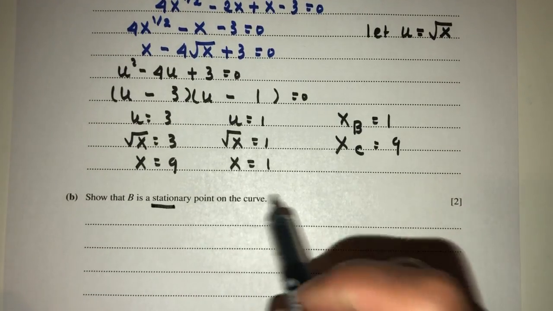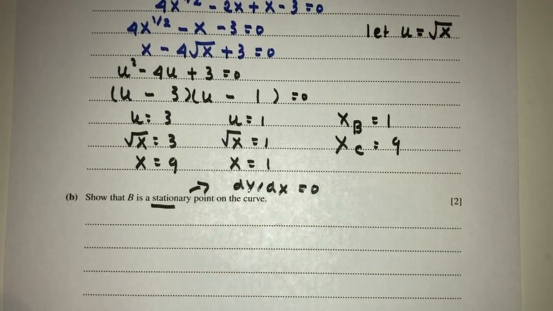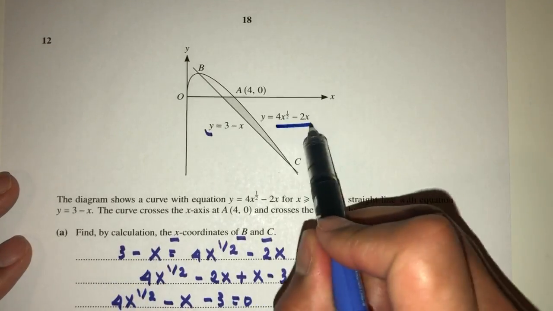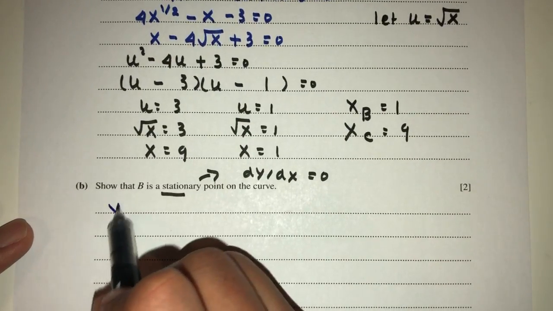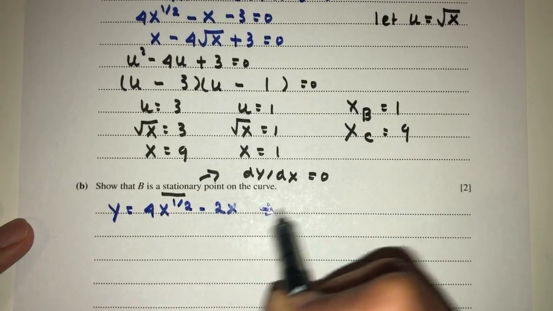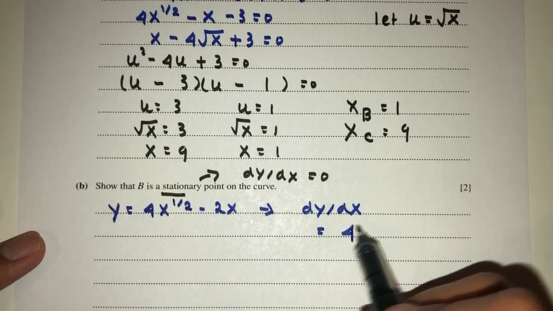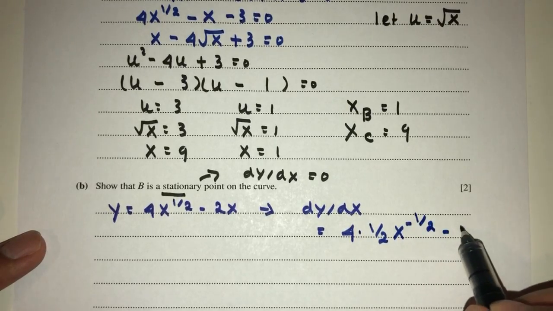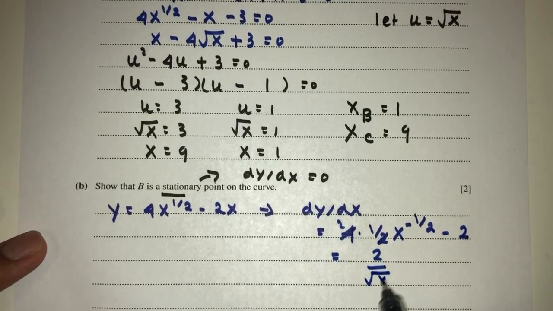At a stationary point, what do we know? We know dy by dx is 0. So let's find dy by dx. Let's use the curve here, right? So we know that y is given to us by 4x power half minus 2x. From this, dy by dx should be 4 times, first multiply by the power, then minus 1, then minus 2. That should be 2 over root of x minus 2.